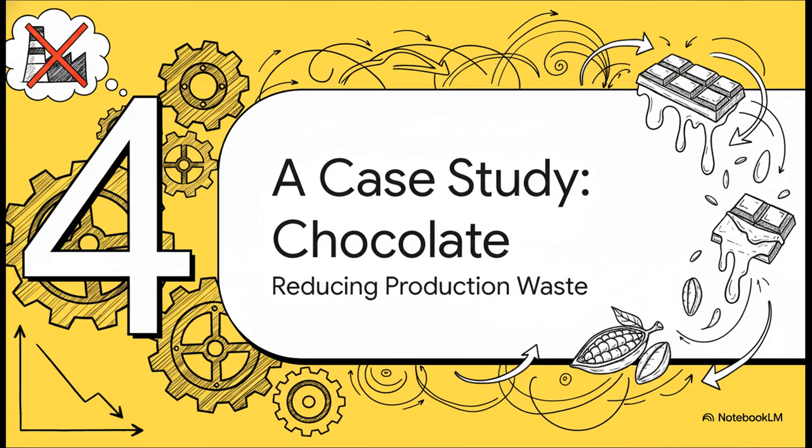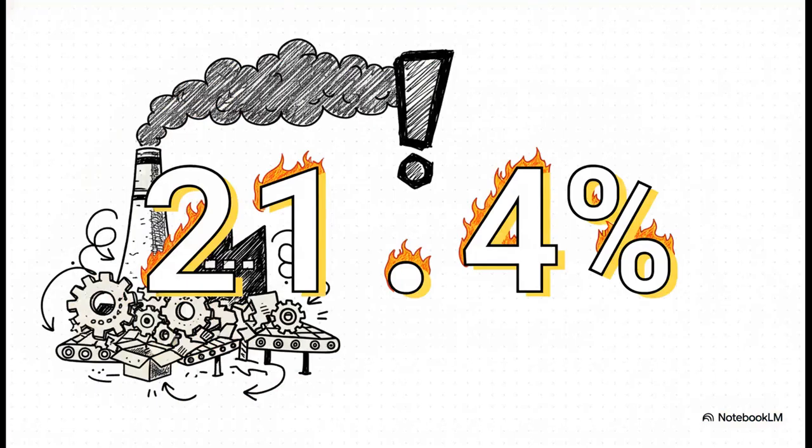Okay, theory is great, but let's make this real. We're going to walk through a case study from the ABC Chocolate Company and see how they use this exact process to solve a pretty serious production problem. So this was the problem they were staring down, a rejection rate of over 21%. I mean, that is a staggering amount of waste. It was killing their efficiency, it was messing up their schedules, and it was hurting customer satisfaction. The pressure was on to find a fix, and fast.